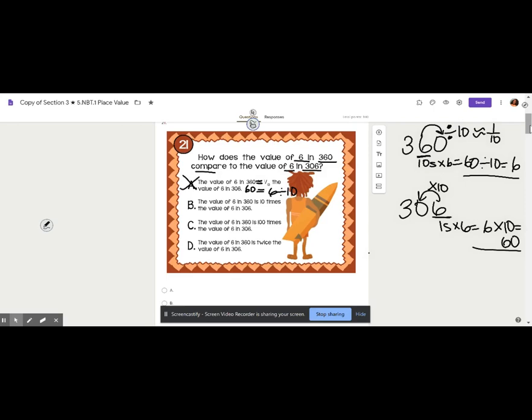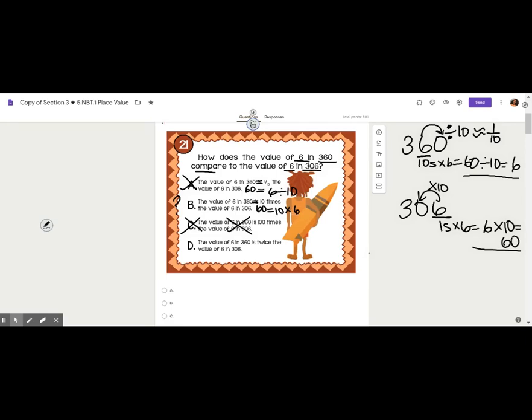Let's look at B. 60 is, remember the is, 10 times, okay, this is feeling promising, 10 times the 6 in the 306, which is the 6 in the ones place. This looks pretty good because that is what I see over here in my notes. So let me put a question mark. Now, I have here the value of the 6 in 360 is equal to 100 times. I don't even want to write this out because nowhere in my notes did I write anything about 100. So C, obviously not. Let's look at D.